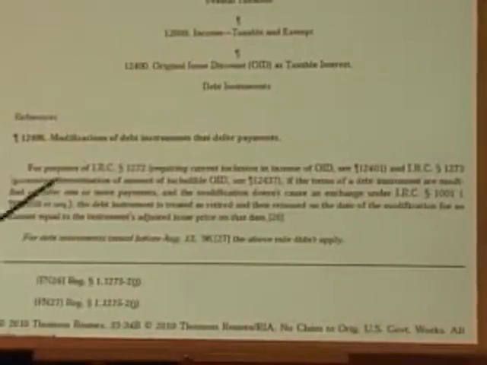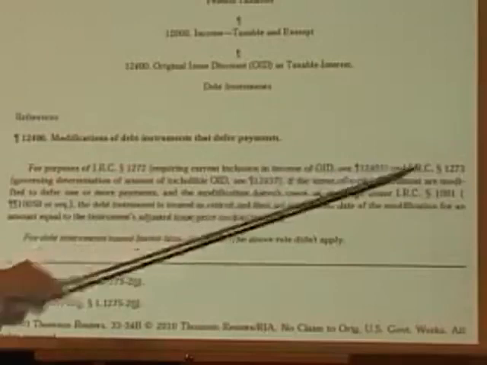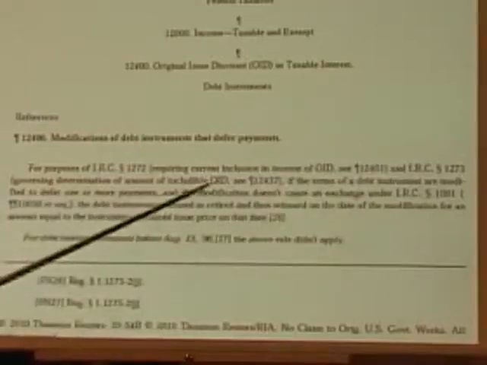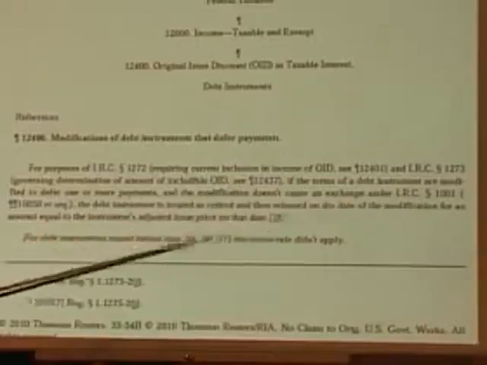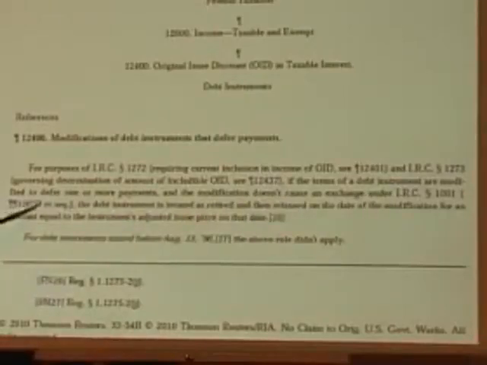Now we're going to go to 124.06. Modifications of debt instruments. This is what they're doing at closing on these mortgages. For purposes of IRC 1272, requiring current inclusion of income of OID, and IRC 1273, governing determination of amount of includable OID, if the terms of a debt instrument are modified to defer one or more payments, and the modification doesn't cause an exchange under 1001, the debt instrument is treated as retired and then reissued on the date of modification for an amount equal to the instrument's adjusted issue price.